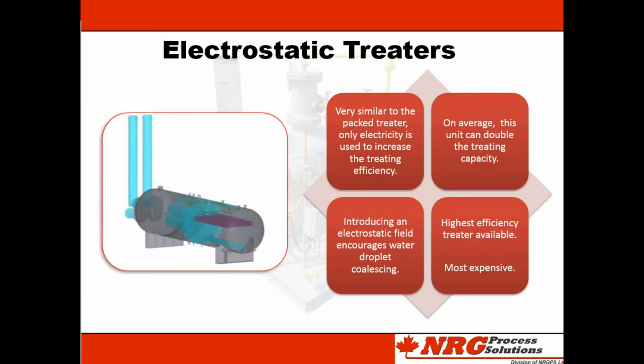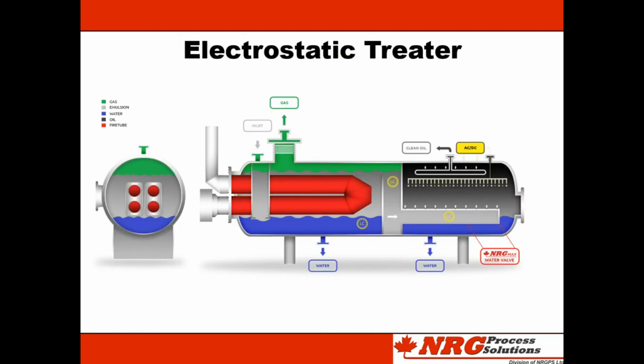The electrostatic treater is very similar to the previously discussed packed treater, except it adds an electrostatic field that encourages water droplet coalescing. While this is the most expensive treater, it can, on average, double treating capacity. Electricity is introduced into the vessel via a transformer. This transformer is connected to electrostatic grids in the packed section.